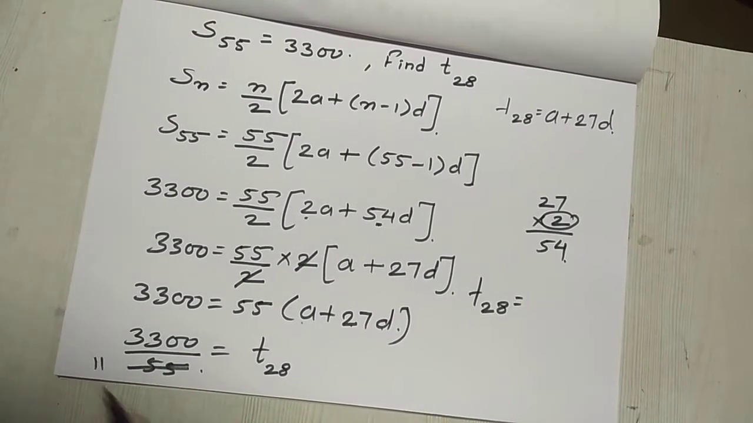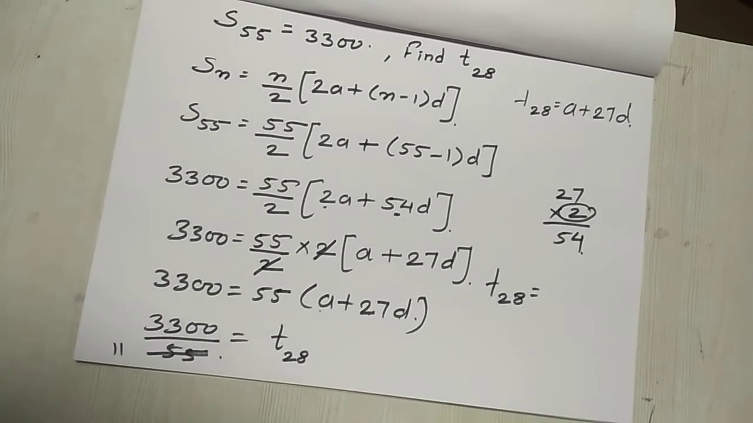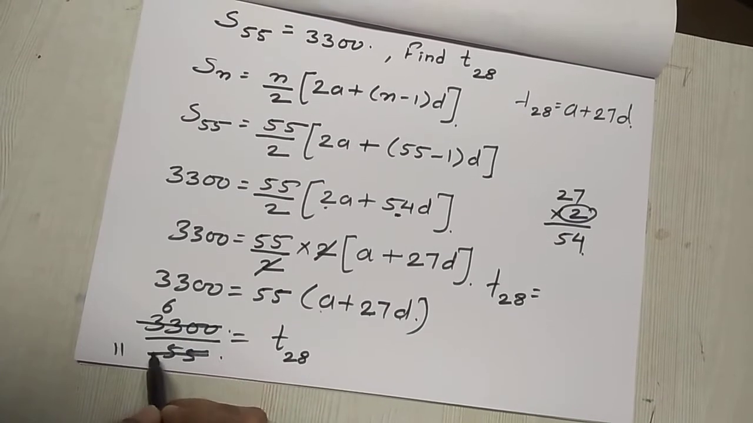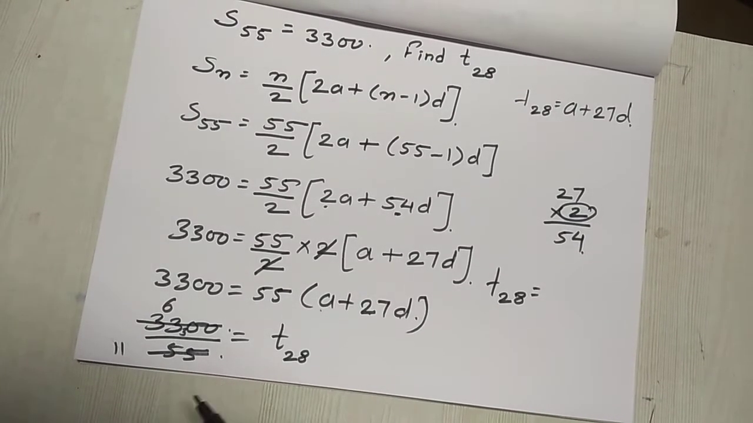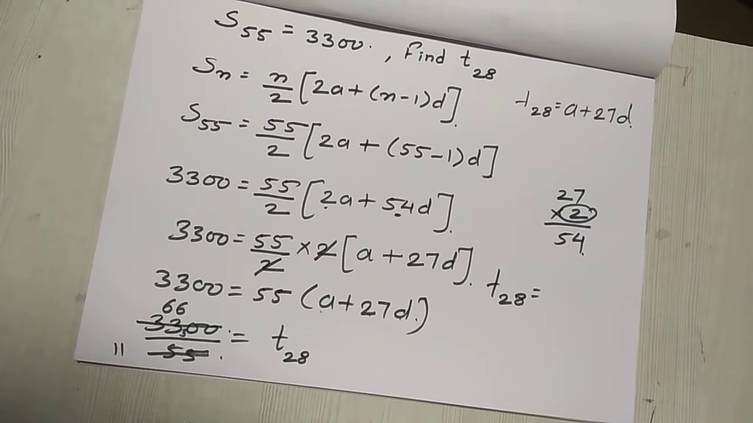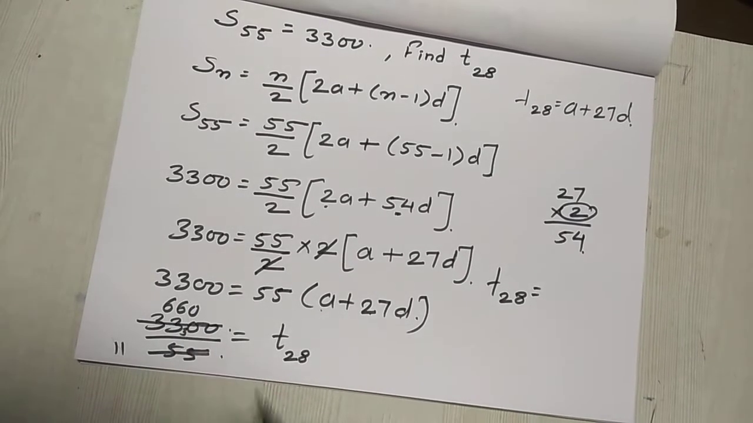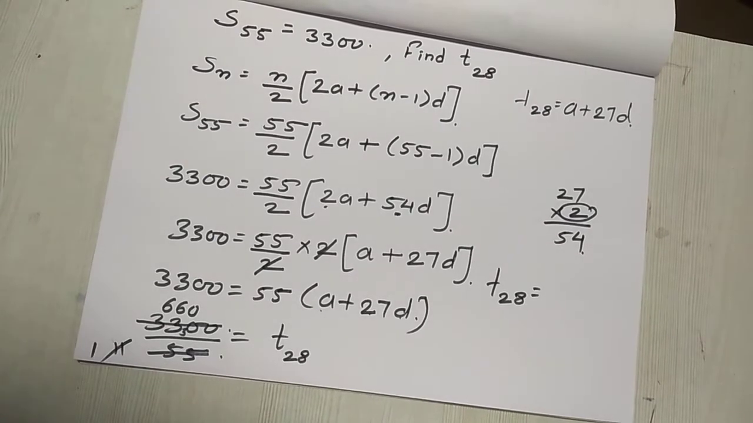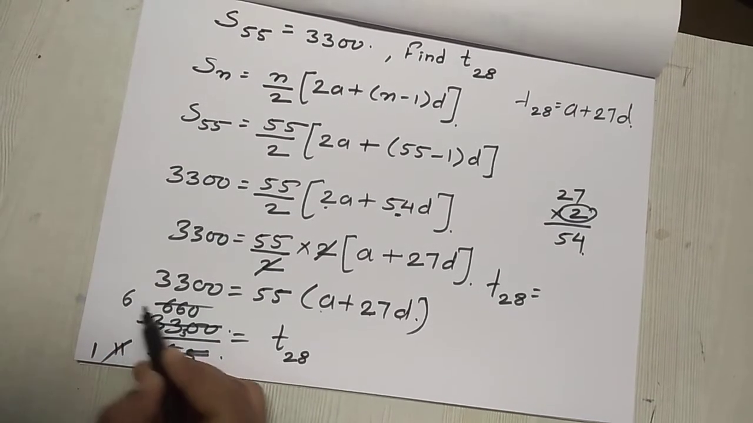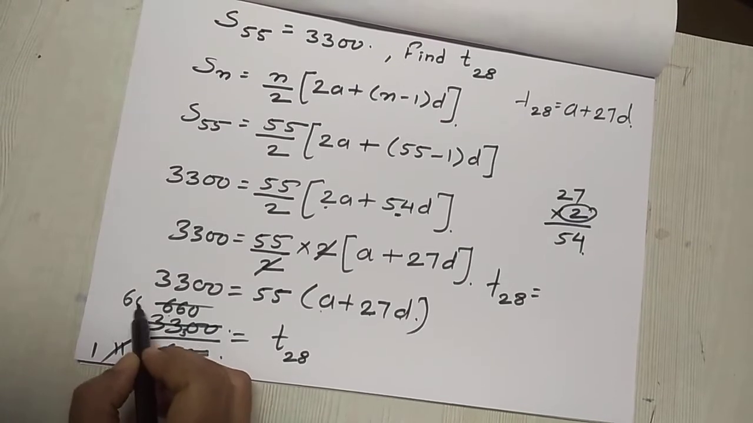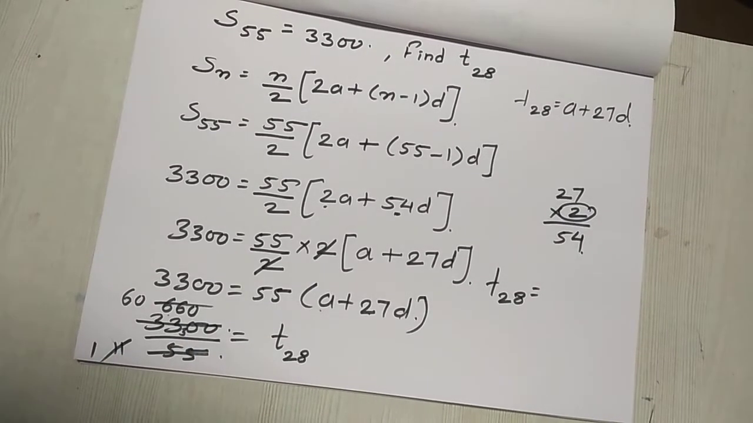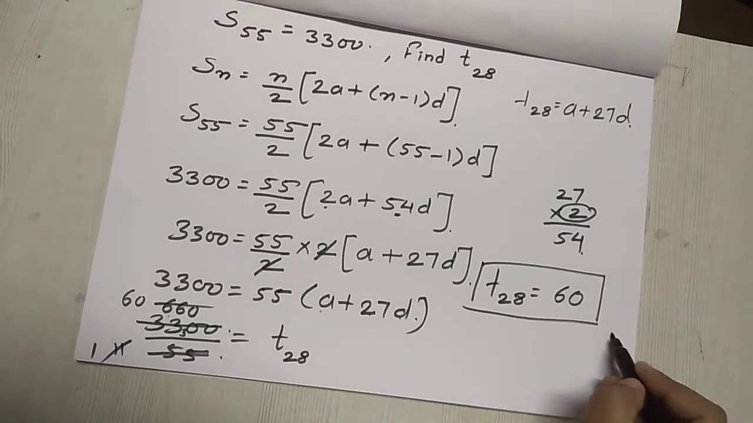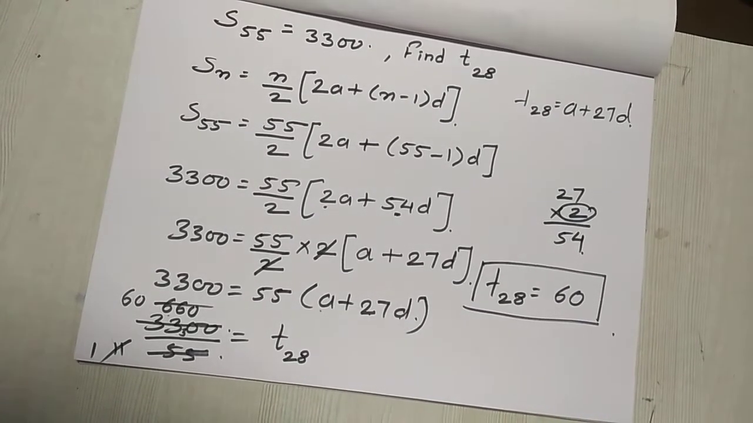5 11s are 55. 5 6s are 30, 3 goes over here. Again 5 6s are 30, then 0 goes up. 11 1s are 11. 11 6s are 66 and this 0 comes over here. That means the answer of T28 is 60. So you get the answer of T28 as 60.